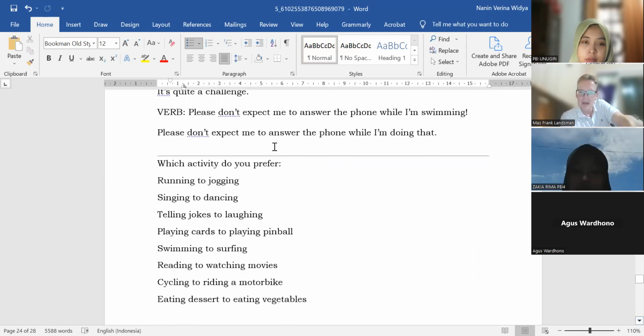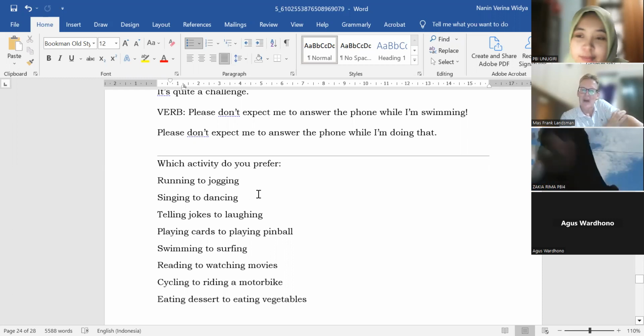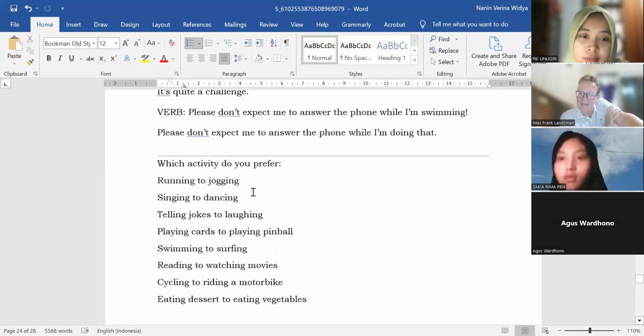Okay, a little quiz. Answer immediately. Langsung ya jawabannya. Jangan nunggu-nunggu sampai saya ngopi 2 cangkir ini. Which activity do you prefer? Yang Anda lebih suka ya? Running to jogging. Tadi Mbak Sakia suka running ya? Do you prefer running to jogging? Jogging is more slowly. Which one do you prefer?